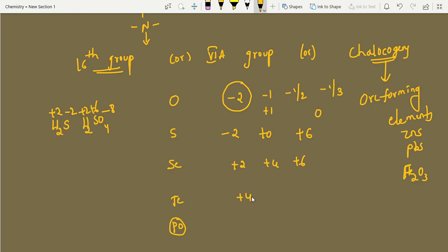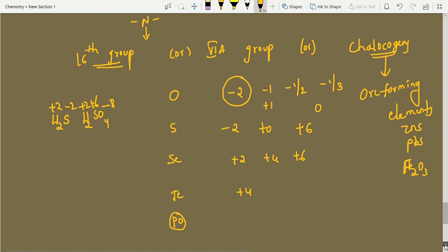As we move down the group, the inert pair is increasing. Inert pair effect is there. But it affects more up to 15th group elements, and here also a slight effect is there, +4. Beyond the group number, it's not possible. Highest oxidation state is according to group number.